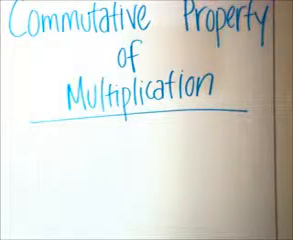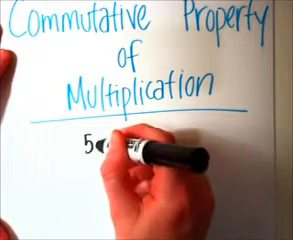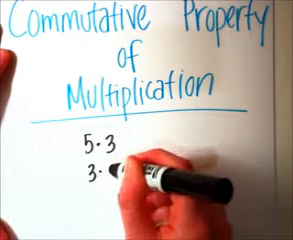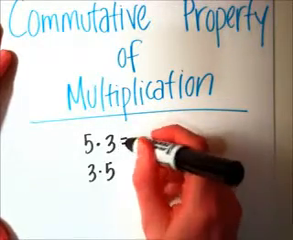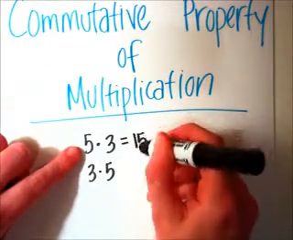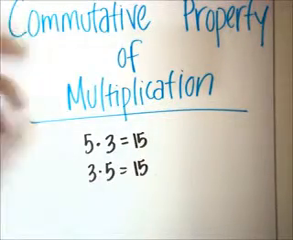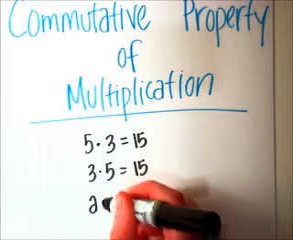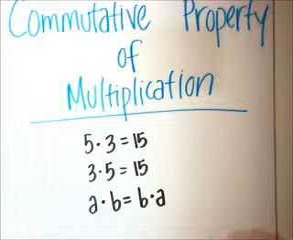The commutative property of multiplication is similar to the commutative property of addition, but this time it is saying that the order in which we multiply two numbers does not matter because it results in the same solution. Remember, 5 times 3 is 15. 3 times 5 is also 15. To represent this algebraically, we can say A times B is the same as saying B times A, where the variables A and B represent different numbers.